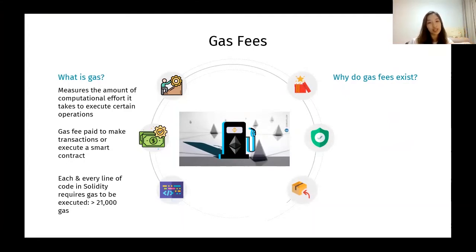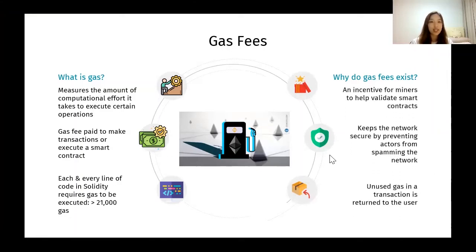So most of the smart contracts that run in the EVM are coded using Solidity. So every line of code in Solidity requires a certain amount of gas to be executed, where the minimum for every transaction is 21,000 gas.